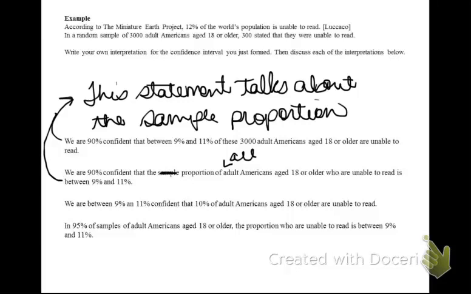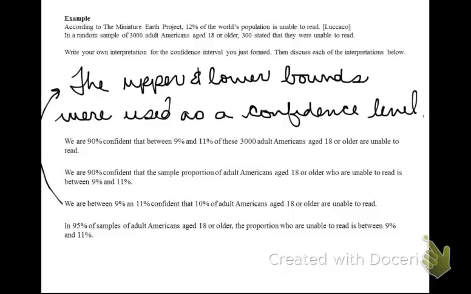In the third statement, it reads, we are between 9% and 11% confident that 10% of adult Americans aged 18 or older are unable to read. The most obvious error is that the upper and lower bounds were used as a confidence level. The 9% and 11% upper and lower bounds were reported as a confidence level. Let's look at the last statement.